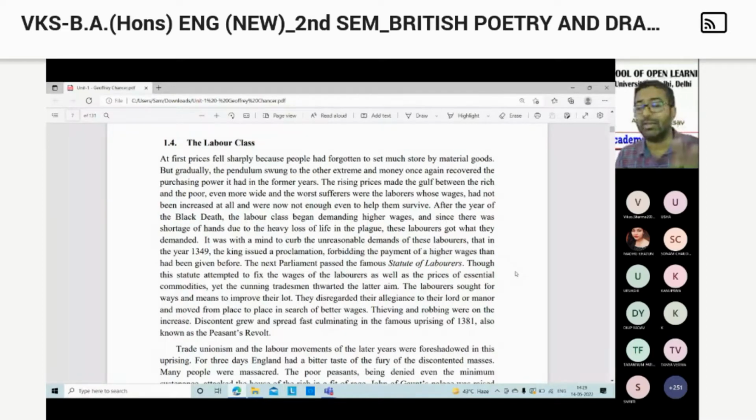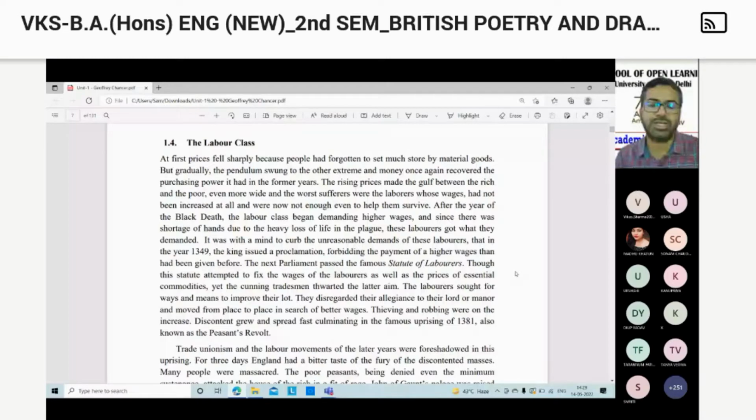You'll find people who belong to the labor class. They are talking about their problems. They're talking about their struggles. They're trying to challenge this kind of a hierarchy where they are not getting their basic minimum wages and are being subjected to excruciating forms of inhuman labor.